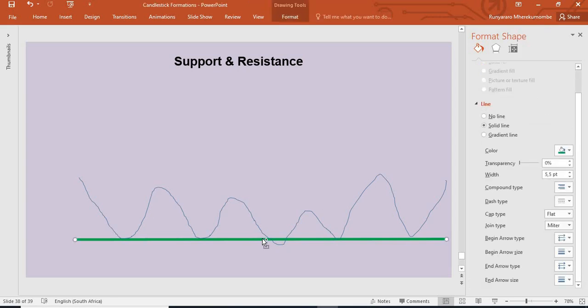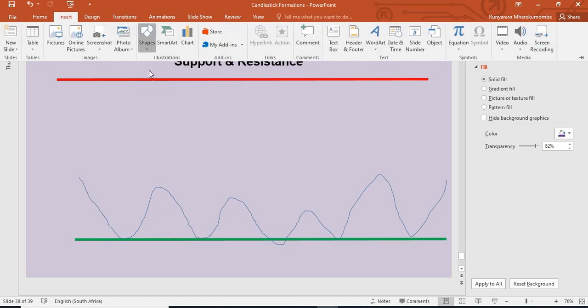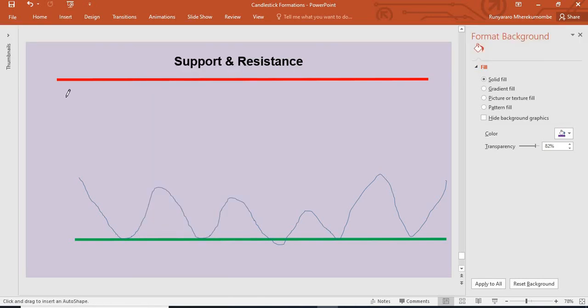Now we need to also define resistance. So resistance is the opposite of support. And I'm going to put my resistance line as a red zone. So resistance is the level where price is being rejected from going upwards.